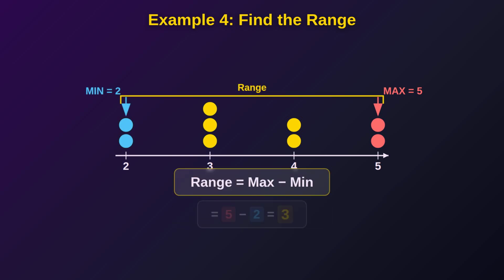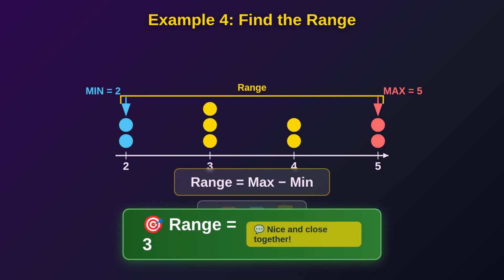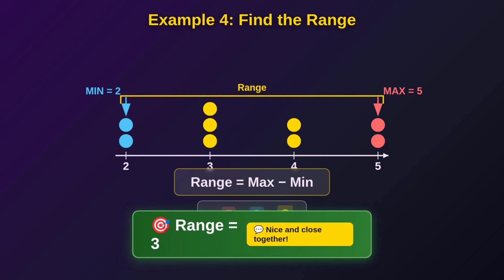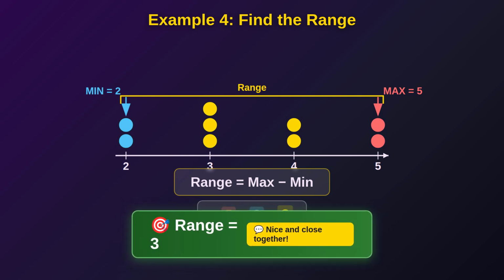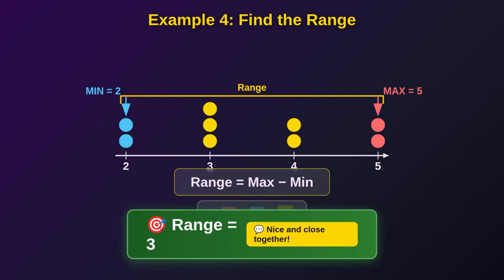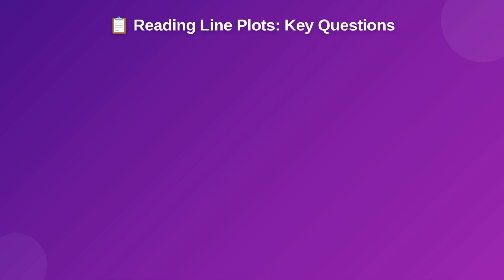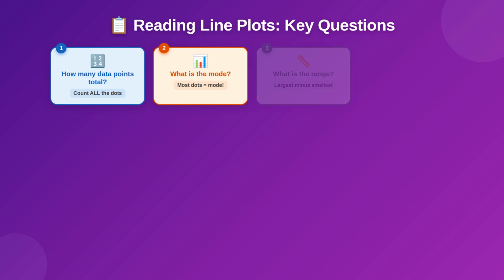Great job! Now let's find the range of our new data set. The range tells us how spread out the data is. The formula is simple. Range equals the maximum value minus the minimum value. Looking at our line plot, the maximum, the number farthest to the right, is 5. The minimum, the number farthest to the left, is 2. So the range equals 5 minus 2, which equals 3. A range of 3 means our data is fairly close together. The smaller the range, the more clustered the data.